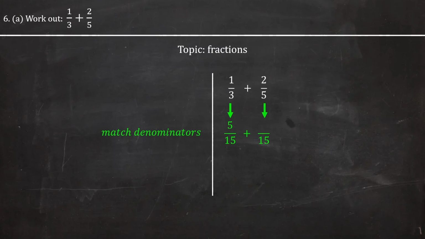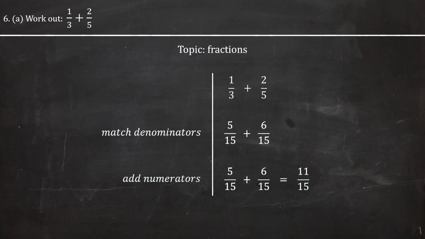On the second fraction, from 5 to 15, you times it by 3, so the numerator you times by 3 as well, which becomes 6. You've got the same denominator, you can just add the numerators, so the final answer is going to be, the denominator stays the same, be careful not to say that this is 30. The numerators, I just add them, 5 plus 6 is 11.